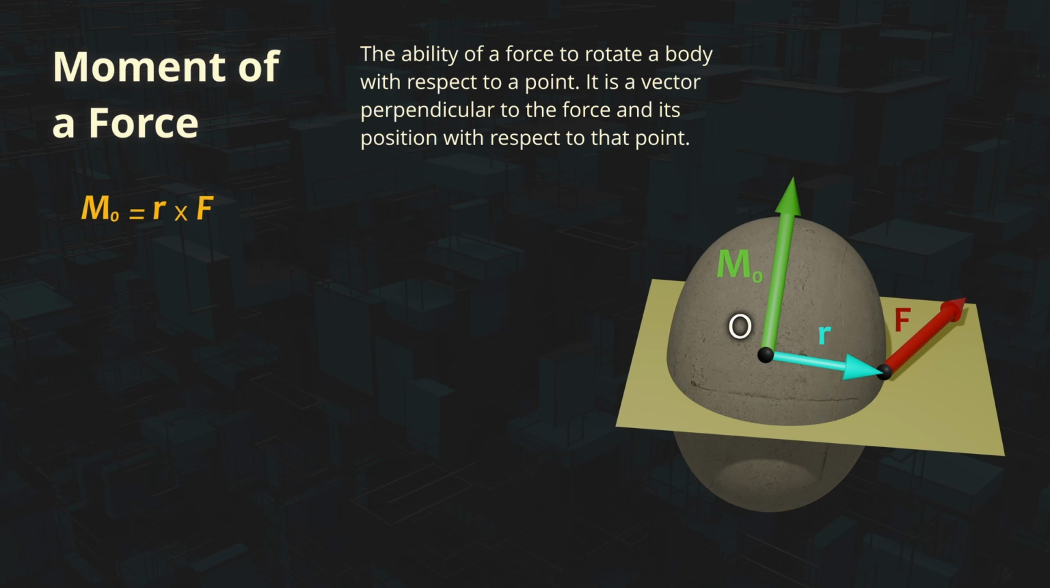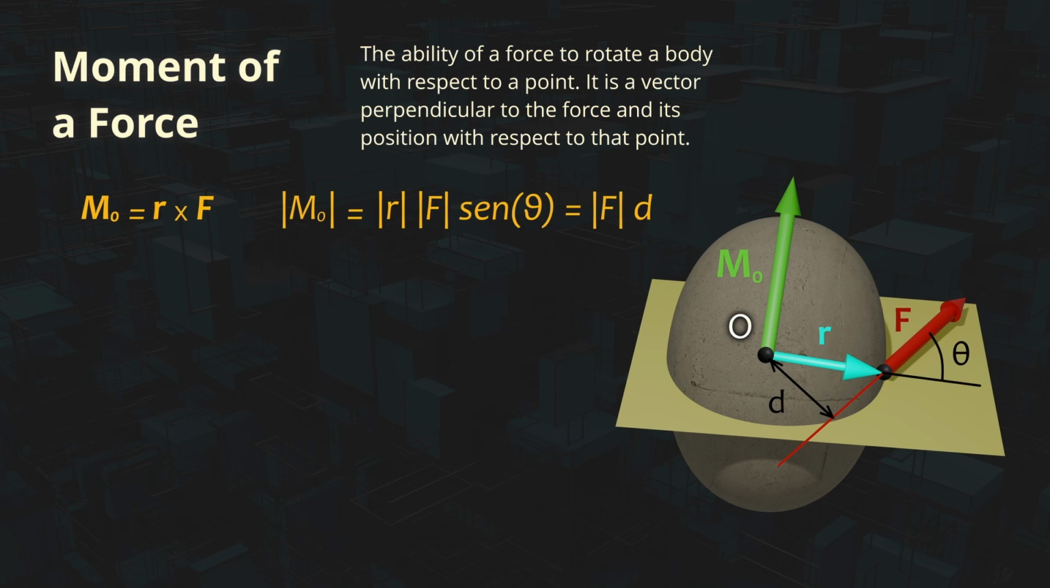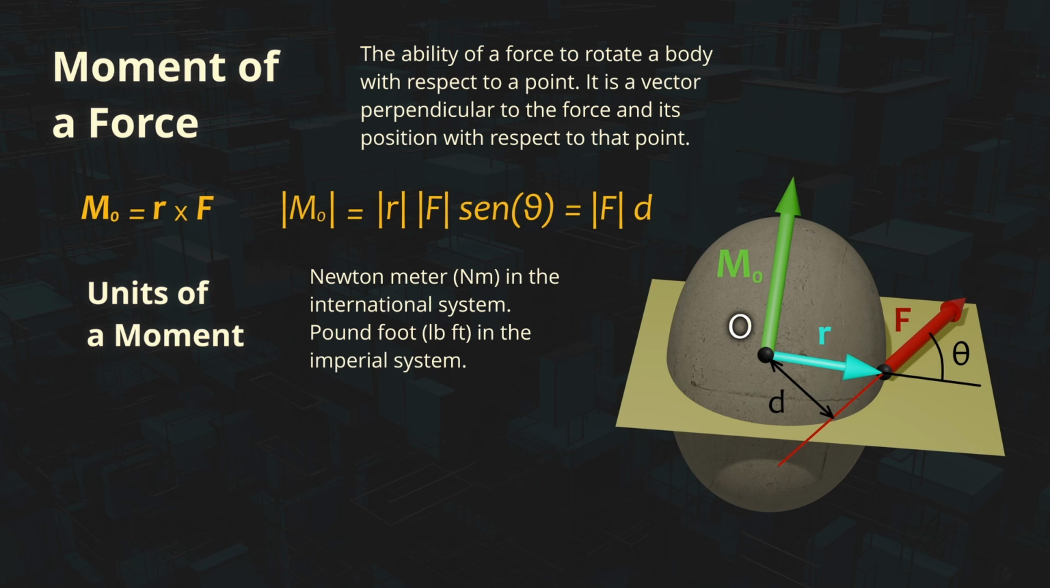The magnitude of the moment vector can be calculated using the following formula, where d is the minimum distance between point O and the line of action of the force. Theta is the angle between vectors r and F. The moment is measured in units of Newton-meter or pound-foot. The calculated moment is a vector perpendicular to both r and F. The sign of the moment indicates the direction in which the force tends to rotate the rigid body. A positive moment implies counterclockwise rotation, while a negative moment implies clockwise rotation.